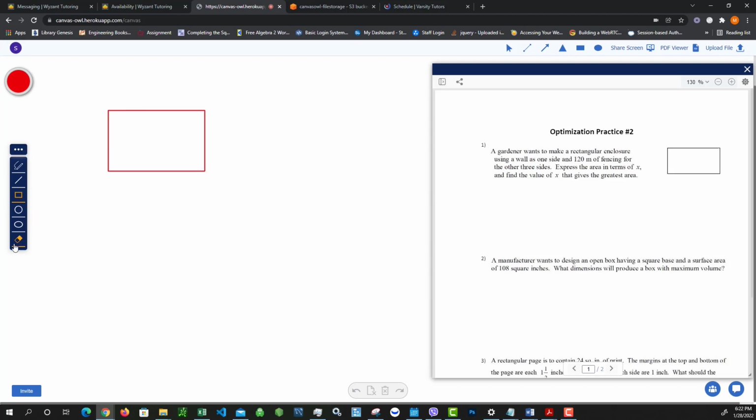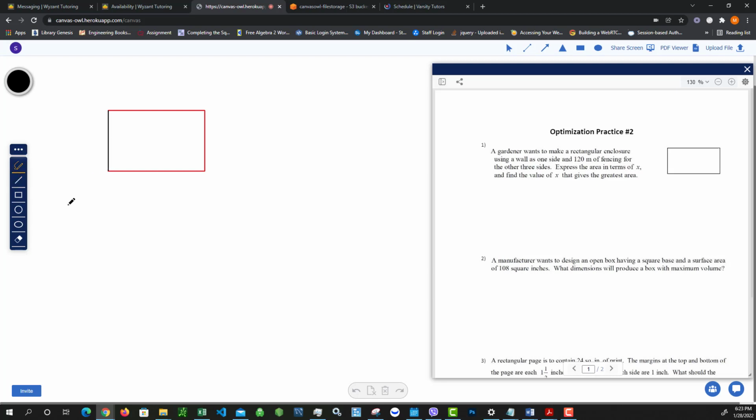And we're going to account for the fact that one side of it is going to be a wall. Right, so we'll draw the wall in black. And then the other three sides in red is going to be the fencing.